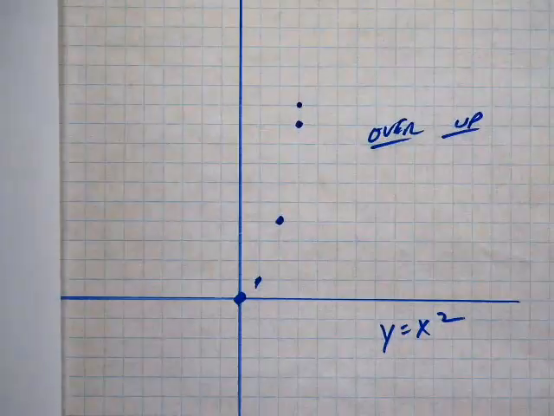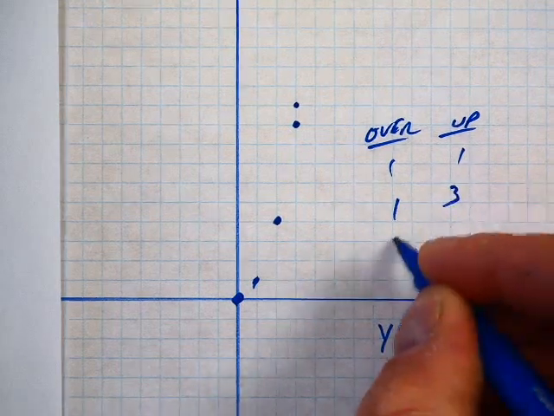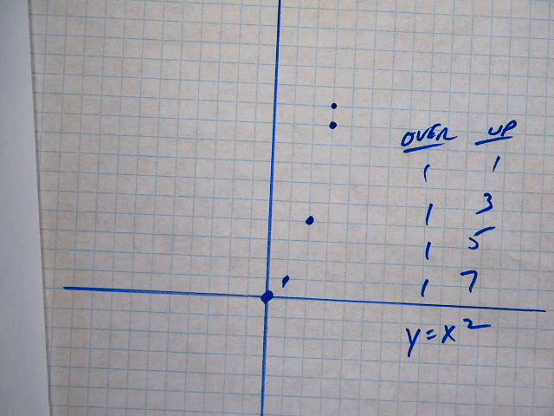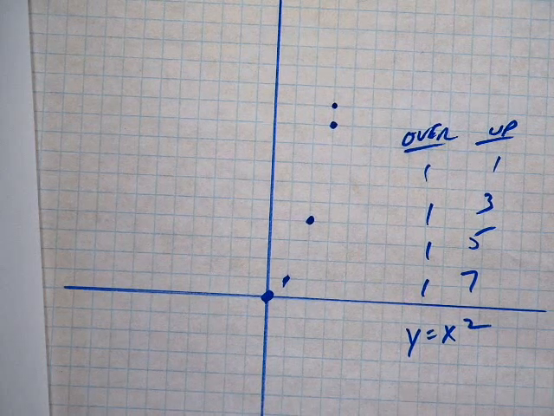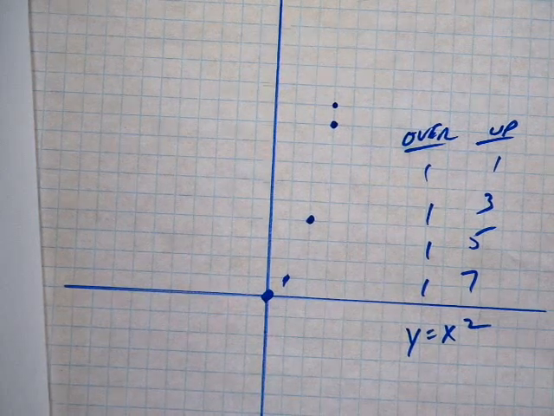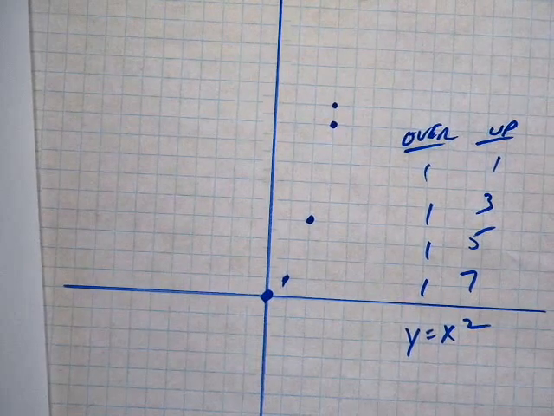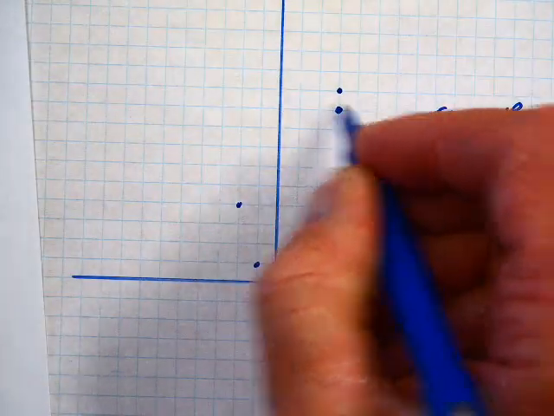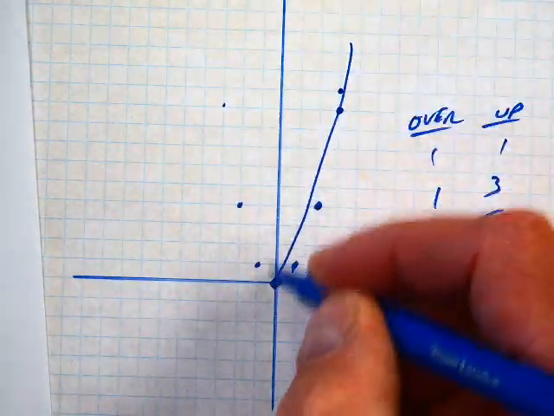There's a pattern to this. Over 1, up 1. Over 1, up 3. Over 1, up 5. Over 1, up 7. You don't have to plug in anything if you don't want to. Once you find your vertex, you can just use the quadratic pattern. Okay? And then you can fold it over to the other side, and then you can sketch it out.